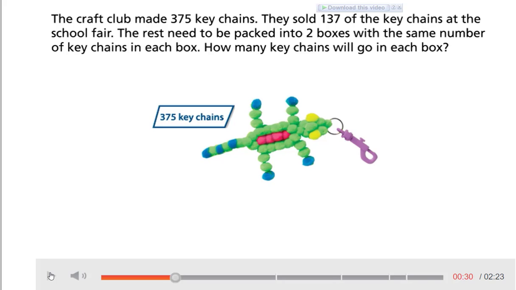Okay, my heroes, so this is the question and let's see what we should do. Of course, we are not going to divide the 375 into 2 boxes. We're going to subtract 375 minus 137. Wow, you are a hero. Malik Osama, thank you, my hero.